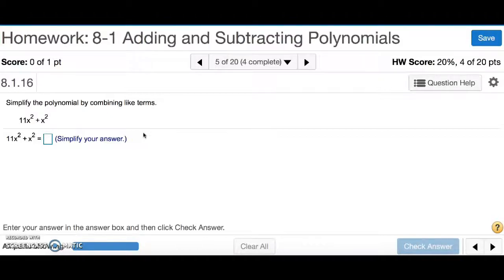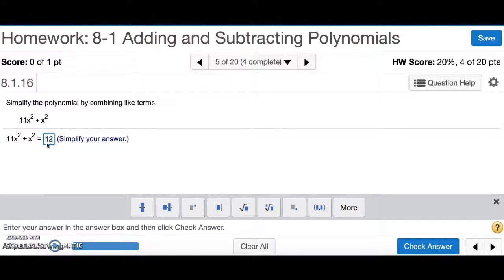Number 5 says simplify the polynomial by combining like terms. When we do that, we simply add or subtract the numbers in front of the terms with the variables that have the same letter and the same exponent. Same letter, same exponent. The coefficient here is 1, so 11 plus 1 is 12. So we have 12, and then we write the variable that's there, which is x squared.